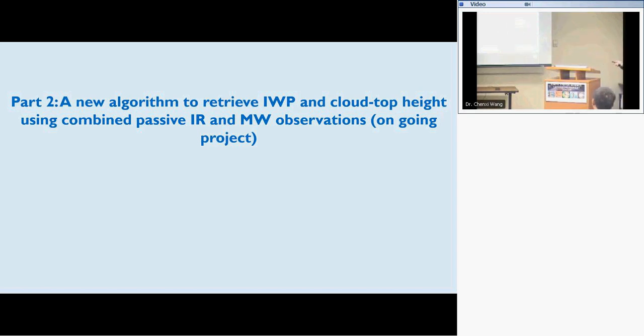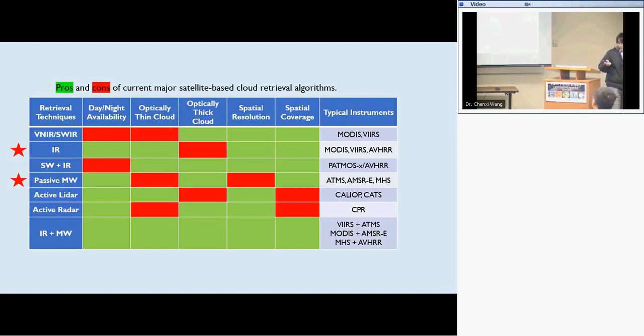Okay, part 2. This part is actually an ongoing project, which uses joint observations from infrared and microwave sensors to retrieve ice water path and the cloud top height. Each individual instrument has its own limitations in information. It is sensitive to different parts of clouds. So if you stick with one instrument, it cannot cover the whole dynamic range of clouds. So the idea is to combine them together.